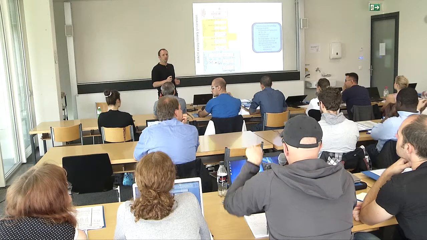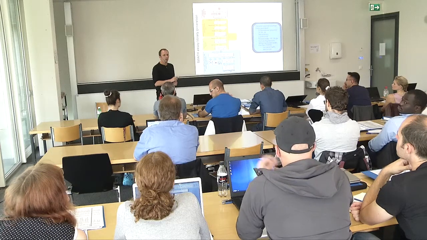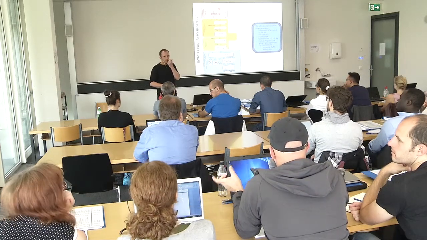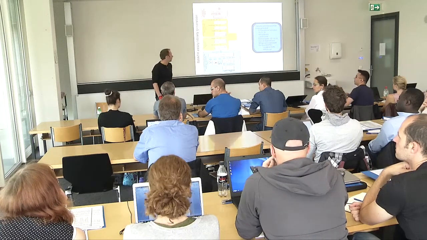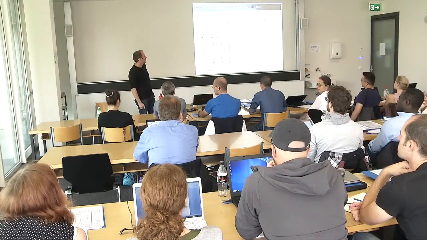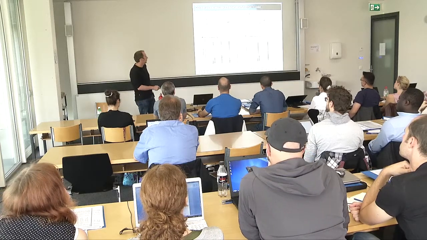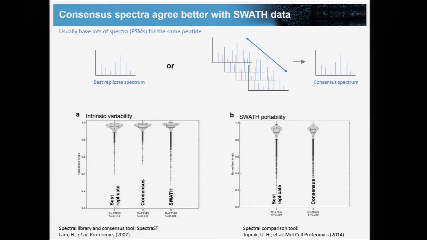Sorry, Ben, just a question about SpecTrust. How different are the spectral libraries generated by Skyline and SpecTrust? Are they really different? So you can get an idea from this slide, right? We're using now not Skyline, but the best replicate option in SpecTrust, which is similar to what Skyline does, versus the consensus option in SpecTrust. So this is more or less the comparison you're asking.